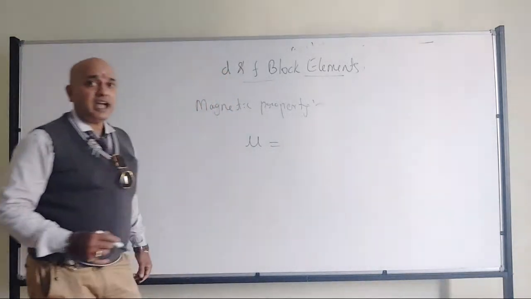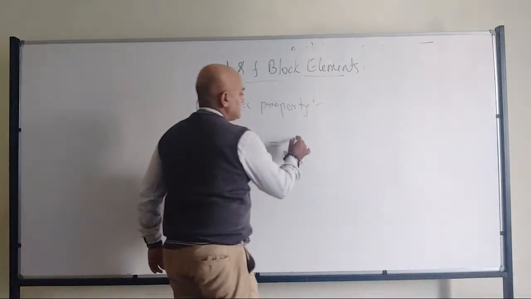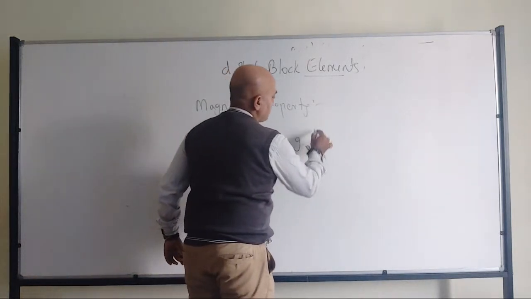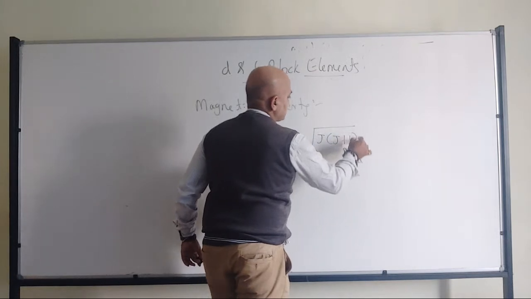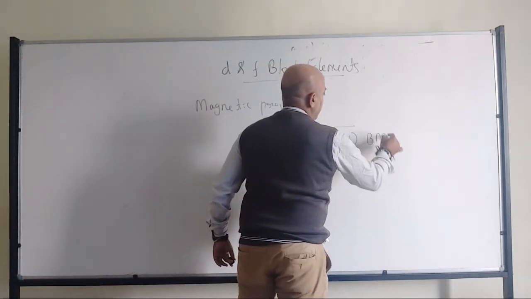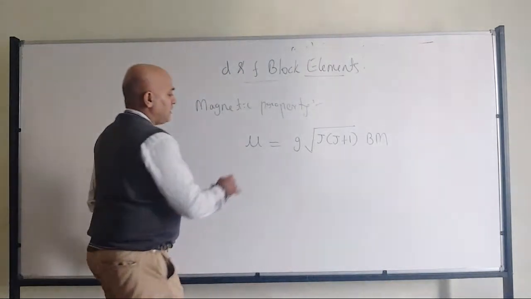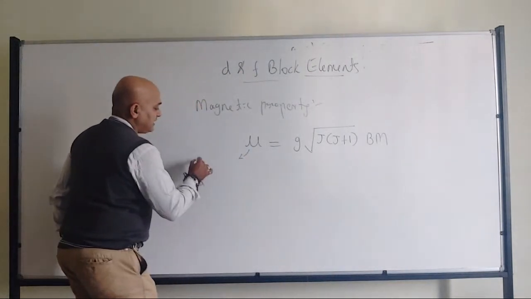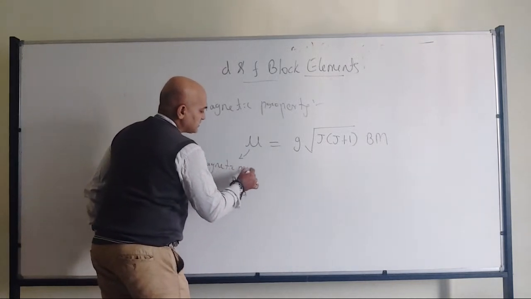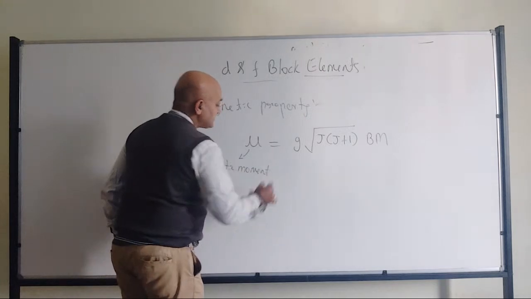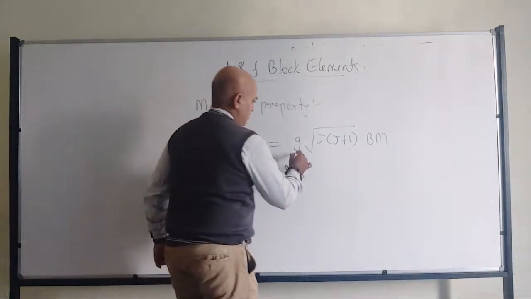So the magnetic moment, mu, is equal to g into the square root of J into J plus 1, Bohr magneton. So that's where we have the equation. Don't worry, they have not asked a question or problem on this. For your competitive exams, I have given the equation, that's all.